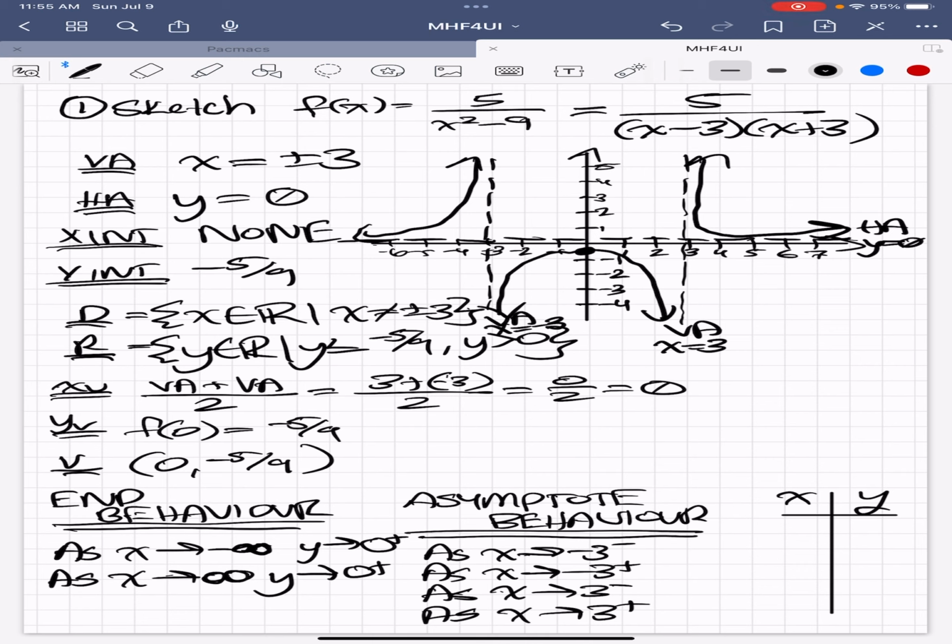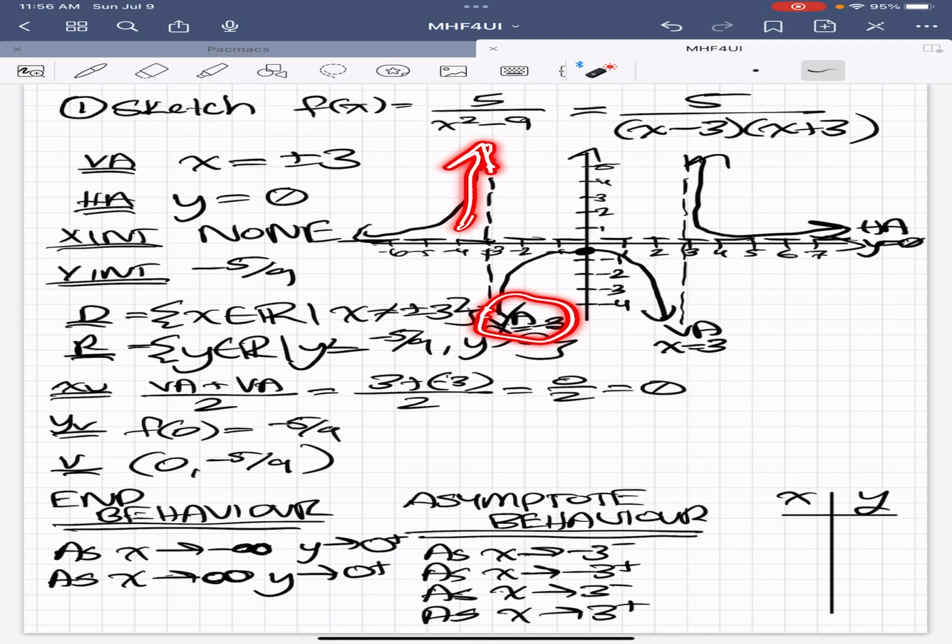Okay, and let's do asymptote behavior. Its asymptote behavior is going to get a bit longer because we have two VAs, and it's the behavior around the VA that we're looking for. So let's use our handy dandy lightsaber tool. As it approaches -3 from before the VA, I see it going to positive infinity. So the y value is going to positive infinity as it approaches the VA from the left. So y approaches infinity.